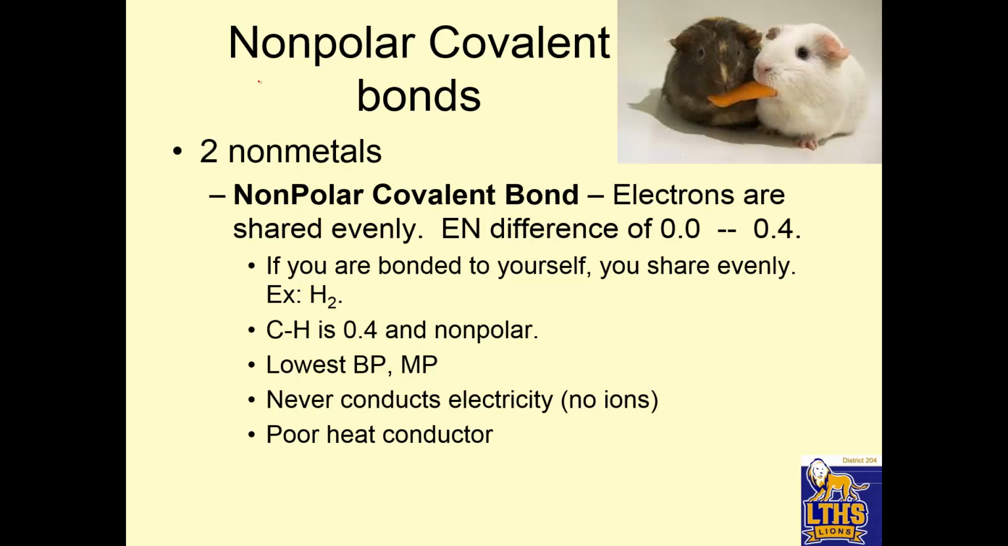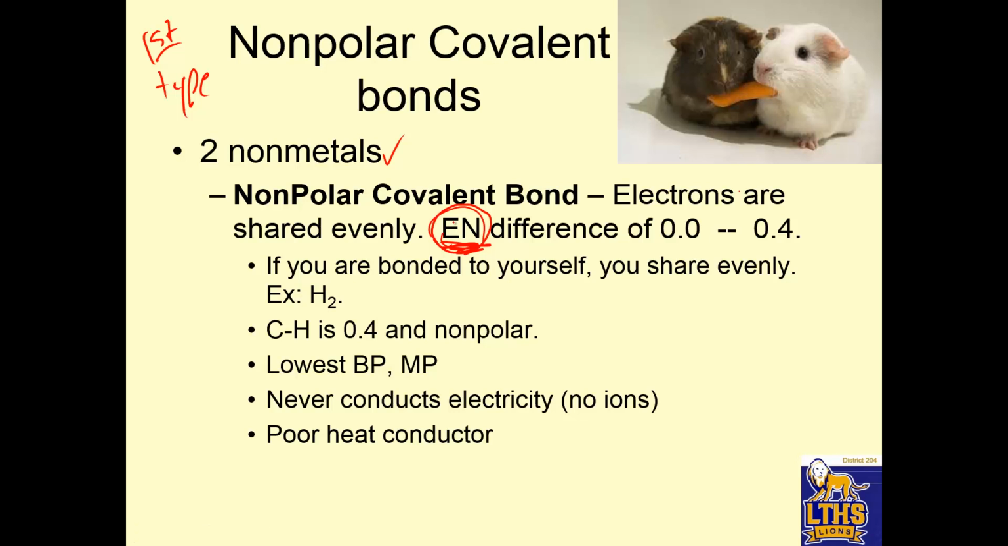There are 2 types of covalent bonds. The first type of covalent bond is nonpolar covalent. Nonpolar covalent is 2 nonmetals, which we said earlier. In nonpolar covalent bonds, electrons are shared evenly. They have an electronegativity difference, remember, EN is electronegativity, of 0 to 0.4.